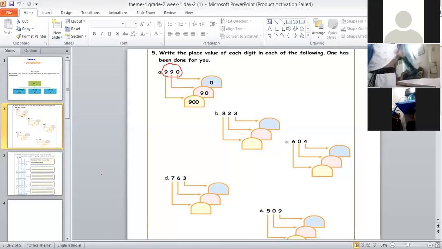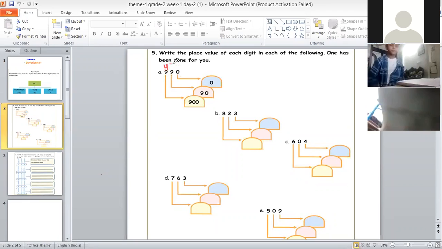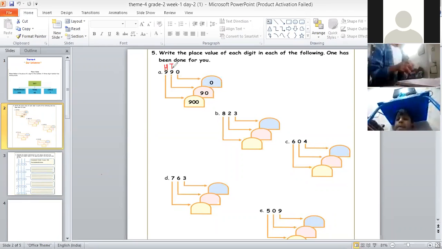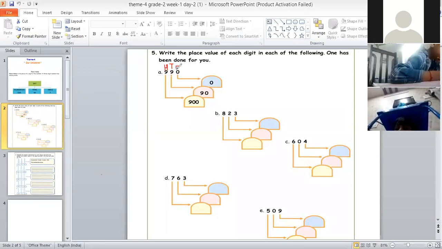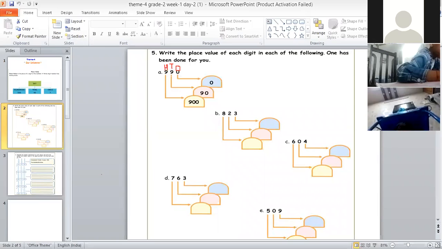Now you have to identify the place of every digit, each and every digit in this number. So your first digit is 9. This 9 is in hundreds place. Then this 9 is in tens place. And then this 0 is in ones place, right?